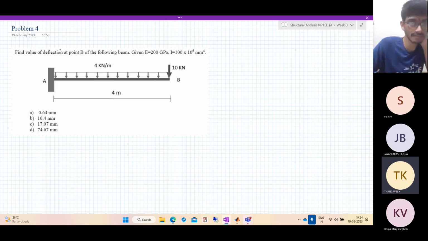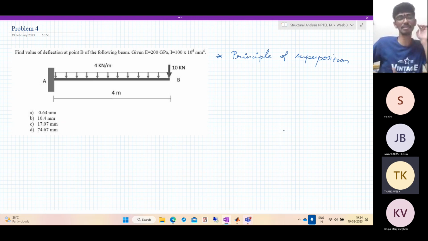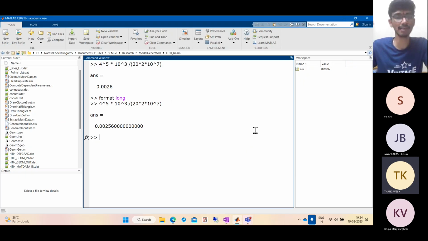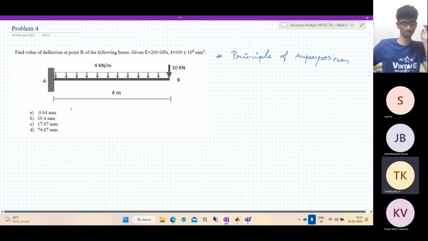Find the value of the deflection at point B of the following beam. Here, what helps us is the principle of superposition. Before that, for the numerical quantities, let me store this value EI as 2 into 10 power 7. So later when we use it, it will be helpful.